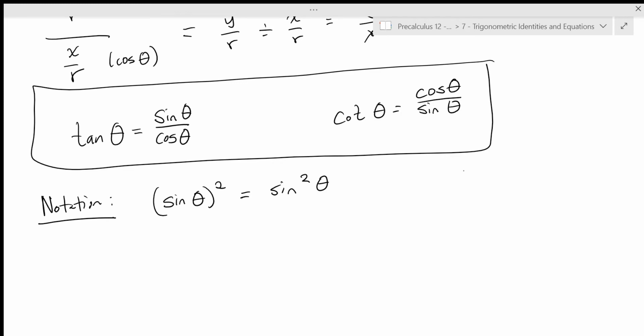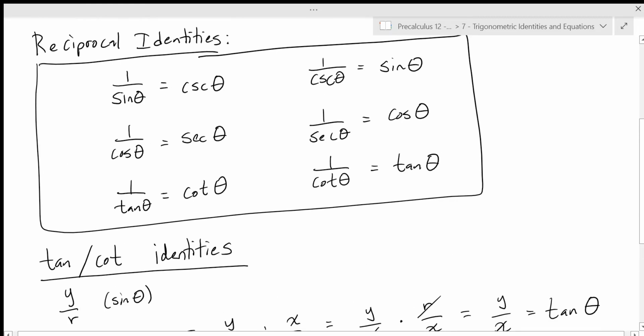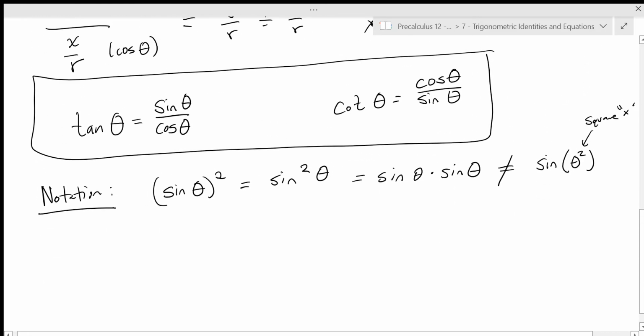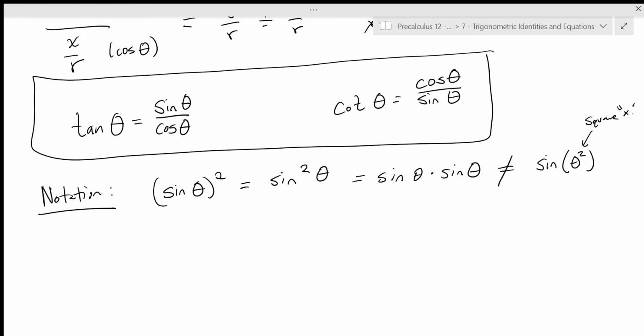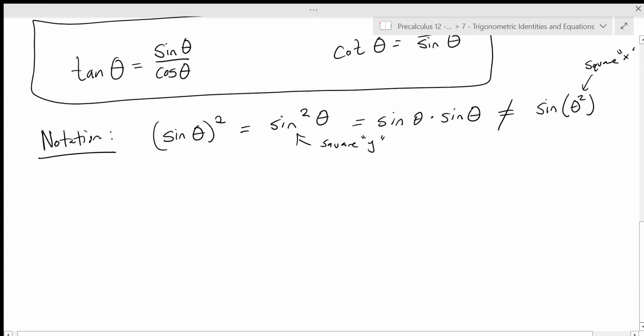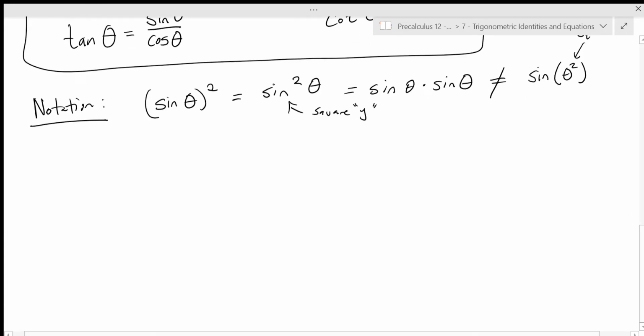So this is the same thing. Sine squared theta means sine theta times sine theta. This is not the same, big not equal, as sine of theta squared. That is where you square the angle, square x, your input. This is squaring your y, your output. So squaring input versus squaring output, just make sure you're clear that the little 2 next to the sine means you're squaring the output, so we don't have to write brackets all the time.